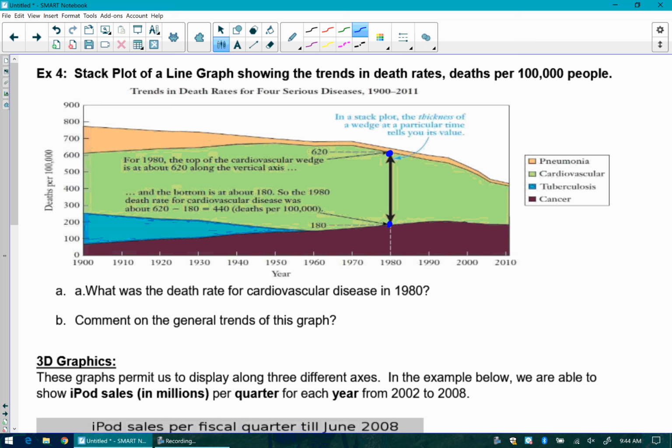But how do we find the death rate? We have to utilize these two numbers, and it's very straightforward. Once you know that simple fact that you need to read the top and the bottom of the wedge, you simply take your 620, the top of that wedge, and subtract the 180. 620 minus 180 will give us 440. So we're looking at 440 deaths per 100,000 people.